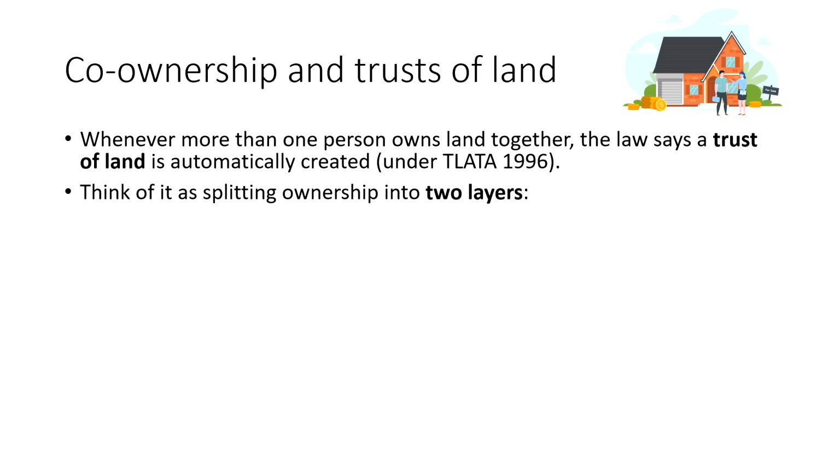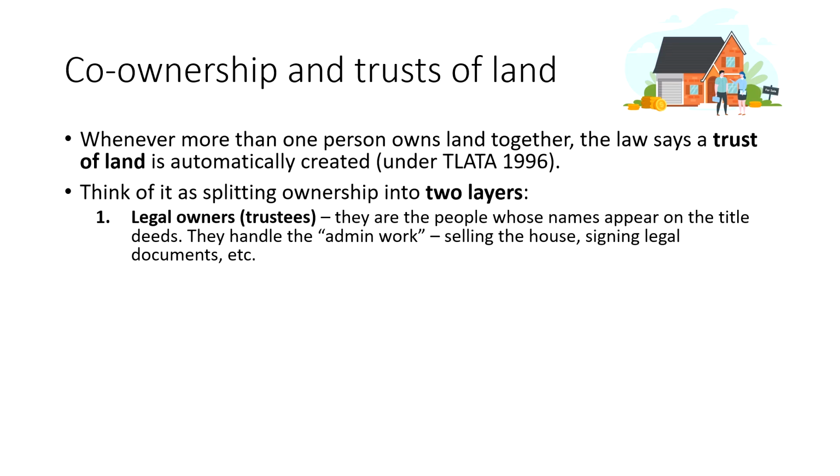So what does this even mean with the trust? How can we understand this? Well, you can kind of think of it as 2 layers of ownership. The one is that we have the legal owners of the property. So that's the people who appear on the title deed, who are on the contracts, who've really completed the purchase and who handle all the admin work.